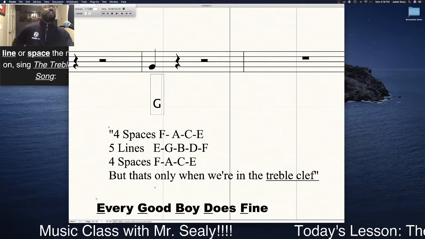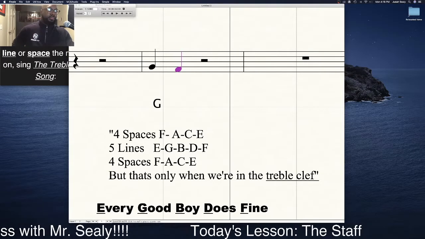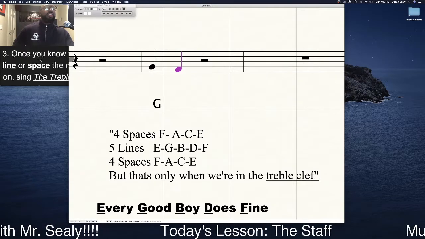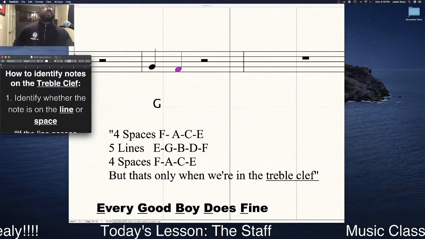Okay, so I'm going to put another note here. This time I'm going to put it here. Now, tell me what this note is. Well, how will we know? Let me move this down out of the rafters here.